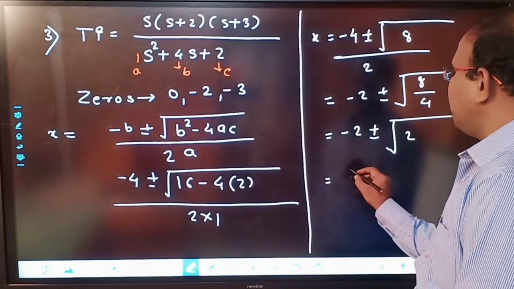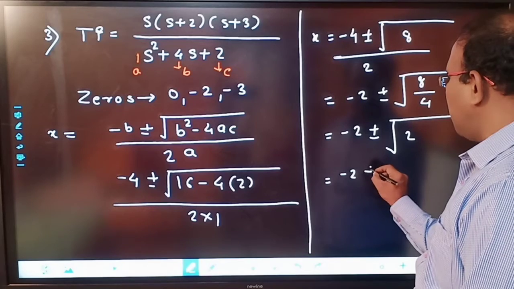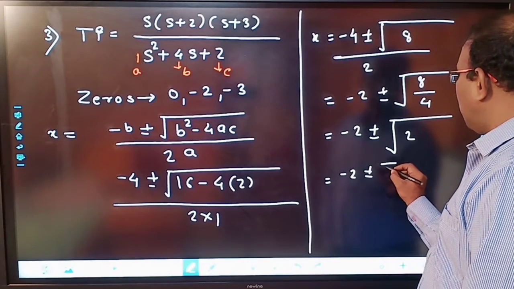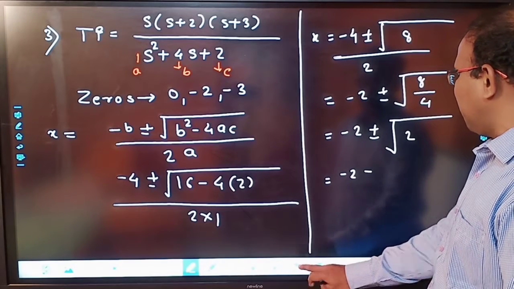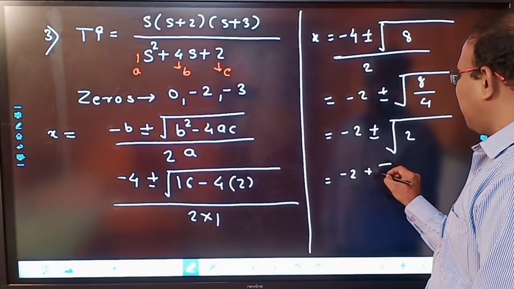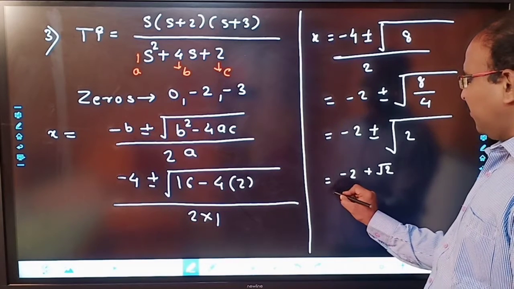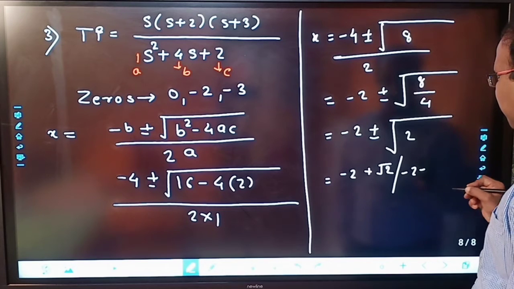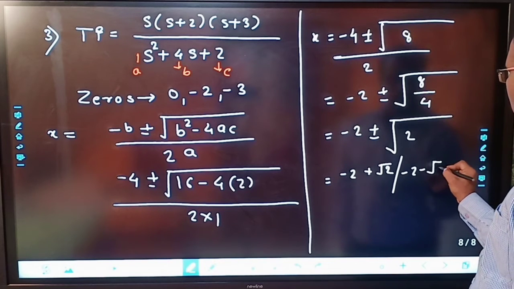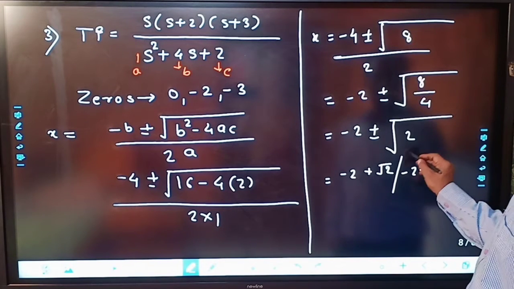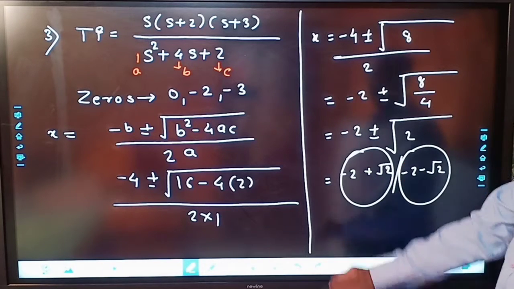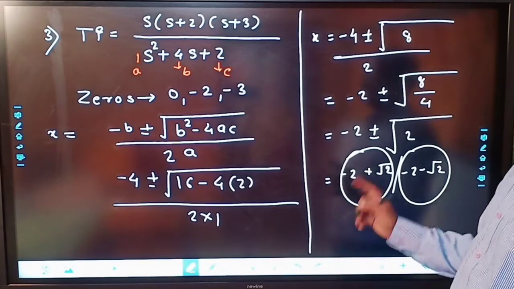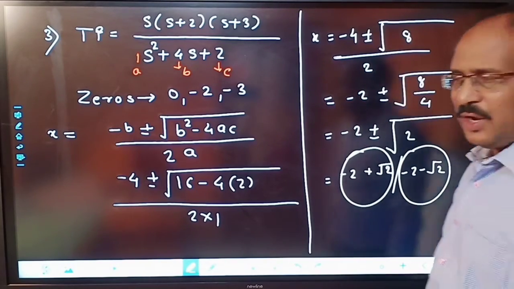So this is -2 plus minus root 2. I only consider plus root 2 first. Okay, and the second is what? Here I can say the second is -2 minus root 2. So we get two roots. These are real roots. -2 plus something, so that is 0.5 something. Correct? You can use a calculator for that.